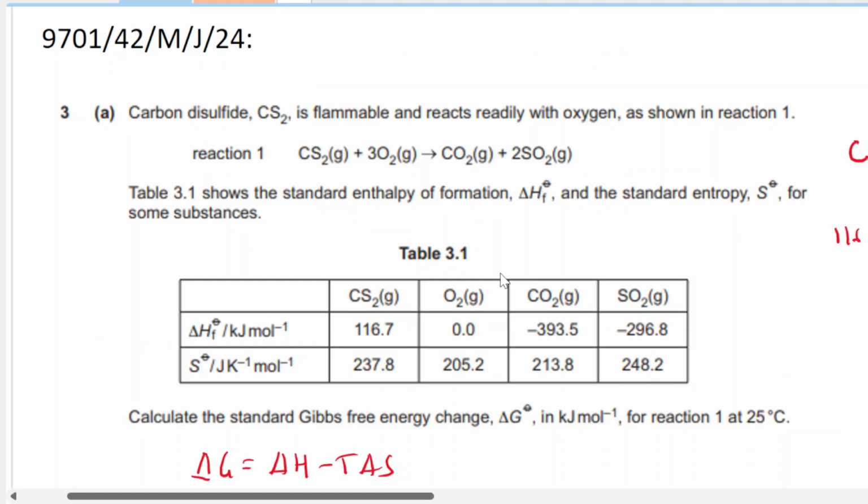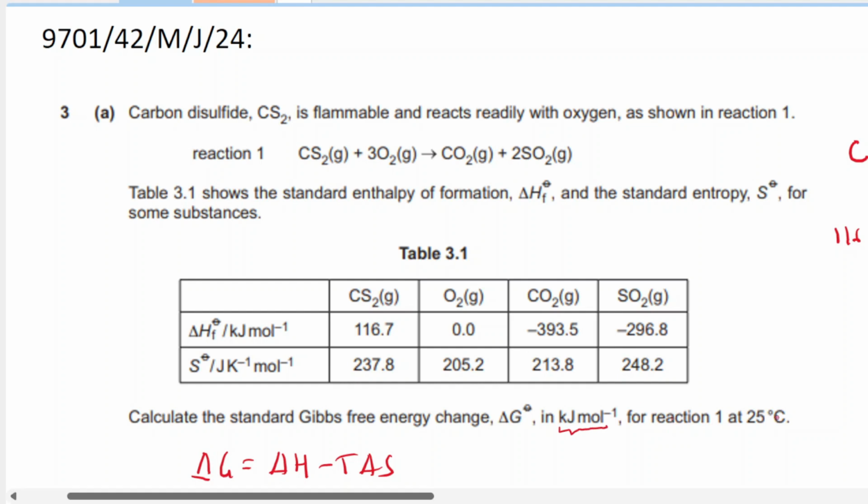Okay, question 2. Carbon disulfide is flammable and reacts readily with oxygen as shown in this reaction. So we have this normal reaction here. Then they say that table 3.1 shows the enthalpy changes of formation and the standard entropy for the substances. So this is very similar to question 1 if you notice. And here they say, calculate the standard Gibbs free energy change in kilojoules per mole. Try to be careful with the units here.